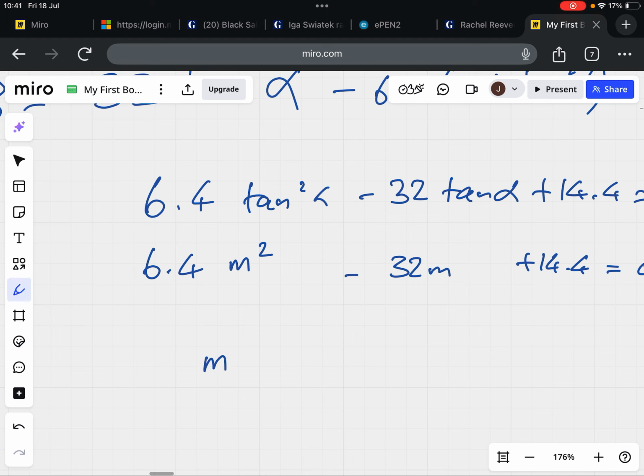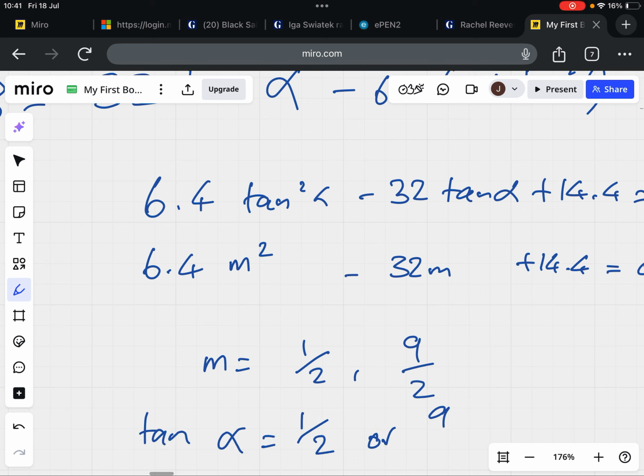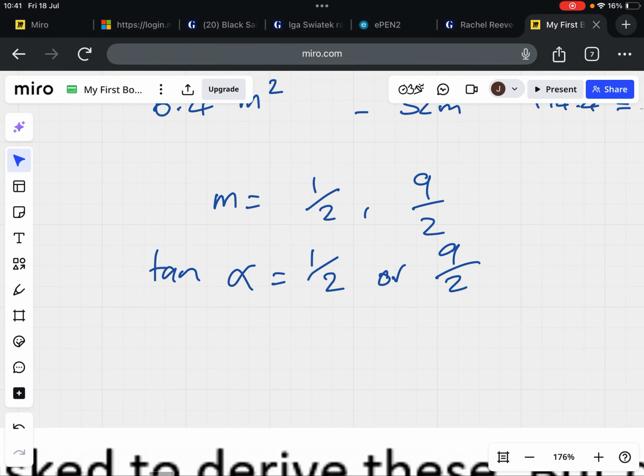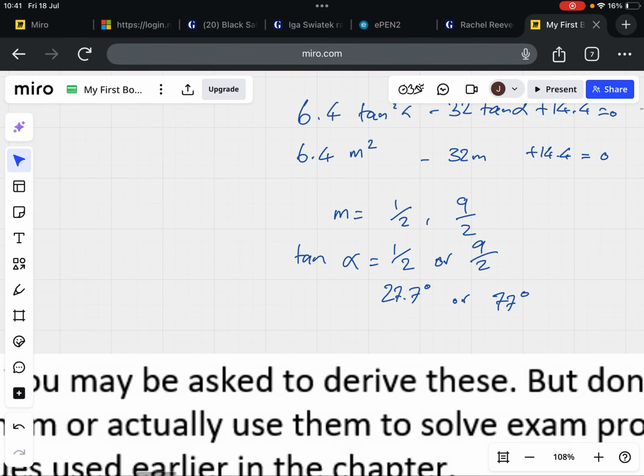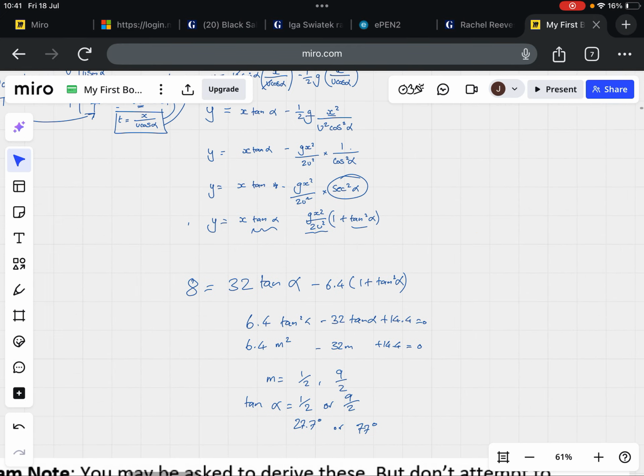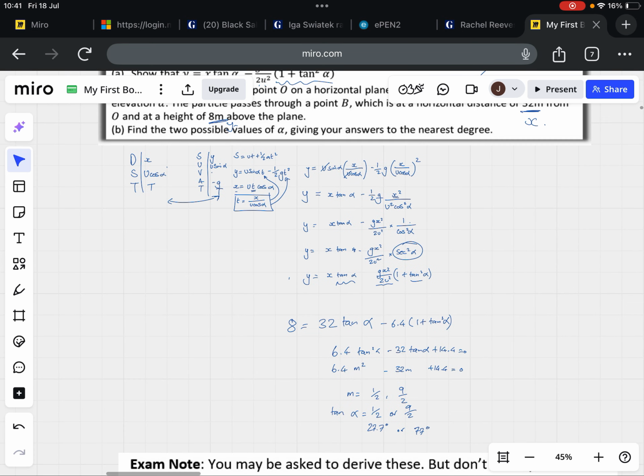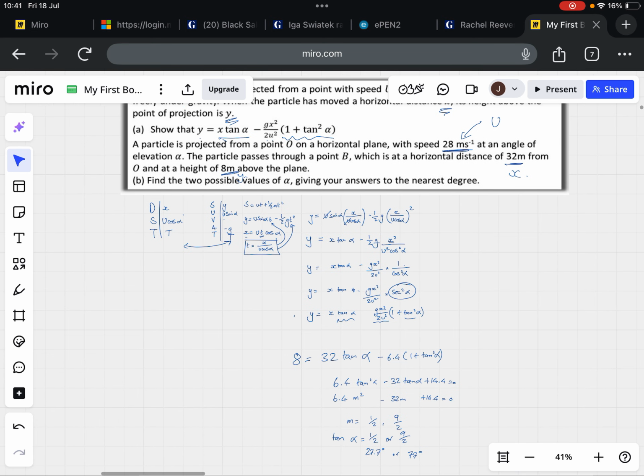And eventually you will get m equals 1/2. And you'll also get 9 over 2. So tan alpha equals 1/2, or 9 over 2. And in degrees, you get 27.7, or 77. And it's quite an interesting result because it shows you that there are 2 different angles that you can launch at that achieve these values in the question.